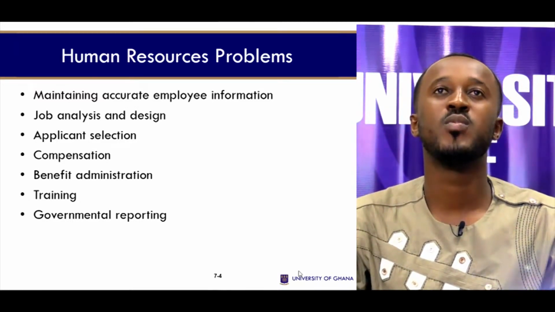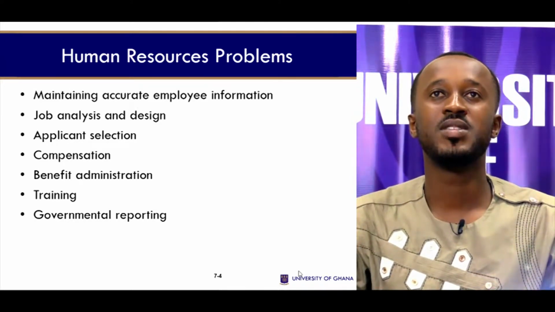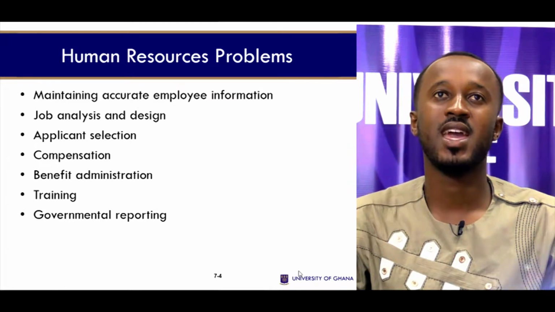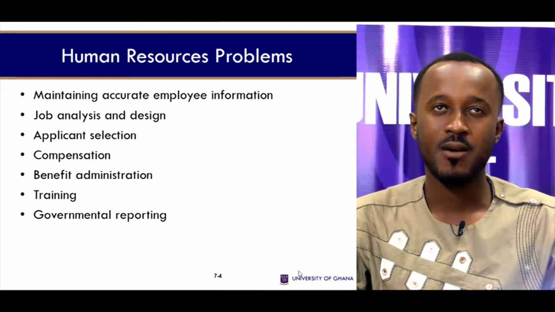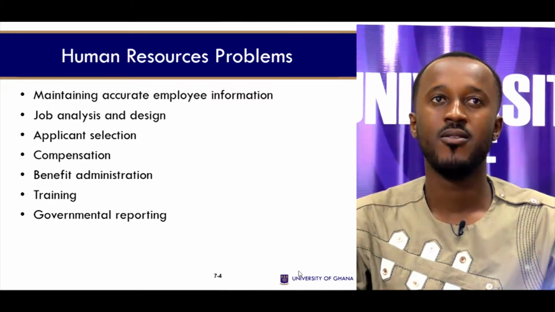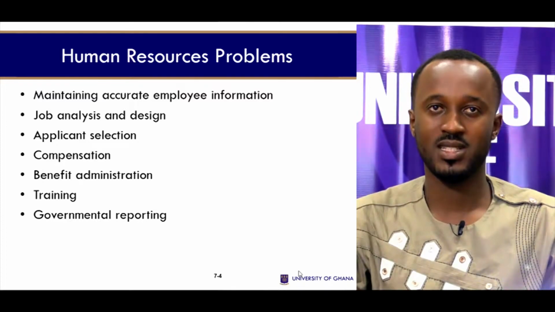Let's take a look at human resource problems. Maintaining accurate employee information. These are human resource problem points. Job analysis and design, applicant selection, compensation, benefit administration, training, and governmental reporting.